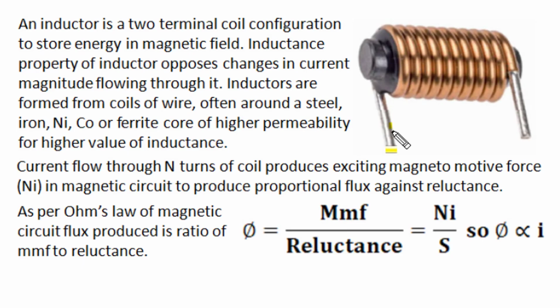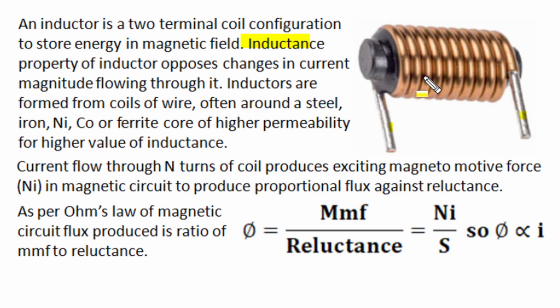So let's start. An inductor is a two terminal coil configuration which can store energy in magnetic field. An inductor has a property known as inductance, and due to inductance, an inductor opposes the changes of current magnitude flowing in it. Often inductors are formed from coils of wires around a high permeable ferromagnetic material that may be iron, steel, nickel, cobalt or ferrite.